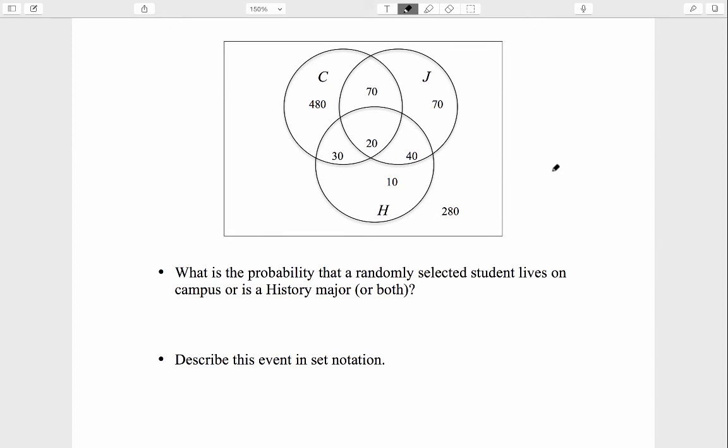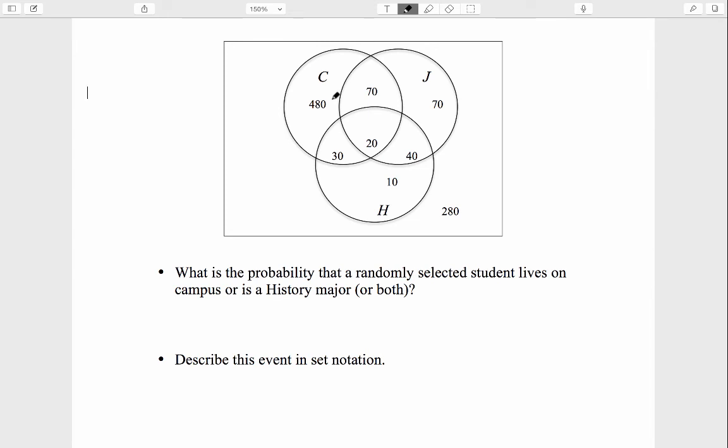We can ask, what is the probability that a randomly selected student lives on campus or is a history major or both? It is a very good idea to start out shading the Venn diagram. To count towards the event that we're looking at, a student would need to live on campus or be a history major or both. Anyone inside the on-campus circle is contributing towards the likelihood of this event. Anyone inside the history major circle is contributing towards this event. If the student happens to be a campus-dwelling history major, that's fine too. We have already shaded that region.